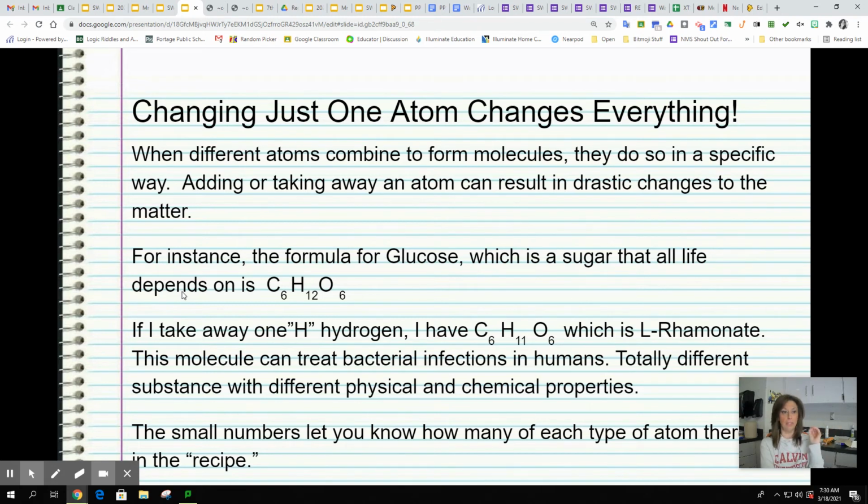A totally different substance with different physical and different chemical properties. You aren't going to use sugar to treat bacterial infections, but we take away one hydrogen atom, and now we have this medication that treats infections in humans. So the small numbers, we talked about this before, let us know how many of each type of atom there is in the formula or the recipe.